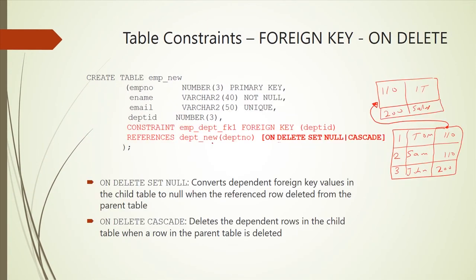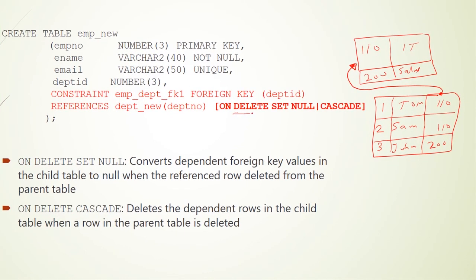When you define a foreign key constraint, there are two options: on delete set null and on delete cascade. By default, there is no option. So let's assume there is no option here. If you try to remove this record 110 from the departments table, the statement will fail because there are existing records in the employees table that are referencing department 110.